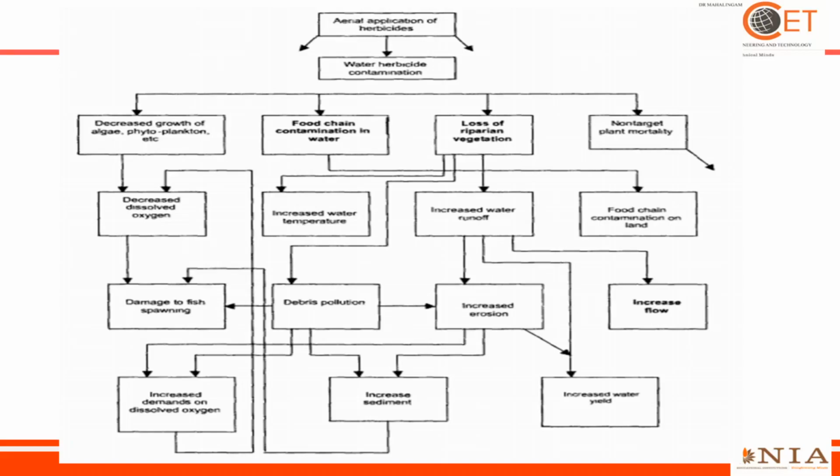So this is an example of a network diagram explaining how the aerial application of pesticides and herbicides on a farmland can affect different components. And the last one which I did not discuss is non-target plant mortality. Plant mortality means the death of the plants. So the plants also die in due course of time, right? Due to this, because excess pesticides get dumped in some other land.